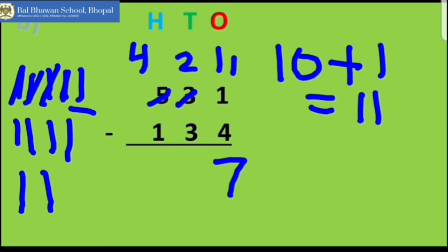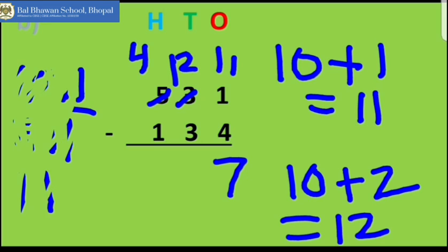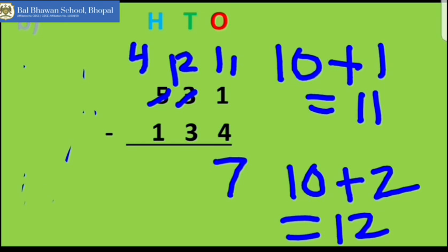So children, we have already learned that 100 is equal to 10 tens. So this will become 10 tens plus 2 tens, that is 12. Now this 2, it will become 12. Now we will subtract this 3 from 12. Okay. Now in this case children, we will draw 12 lines and then we will cross out 3.